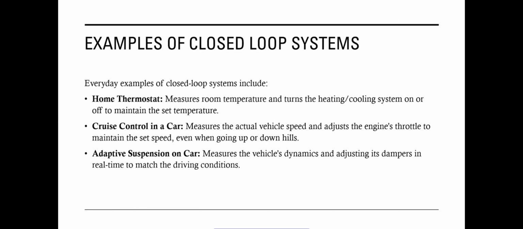Examples of closed-loop systems in everyday life include a home thermostat, which measures the room temperature and turns the heating and cooling system on and off to maintain a set temperature. Cruise control systems in cars measure the actual speed of the vehicle and adjust the engine's throttle to maintain a set speed when going uphill, downhill, or maintaining distance behind a vehicle. Adaptive suspension systems on cars measure the vehicle's dynamics and adjust the dampers in real time to match the driving conditions.